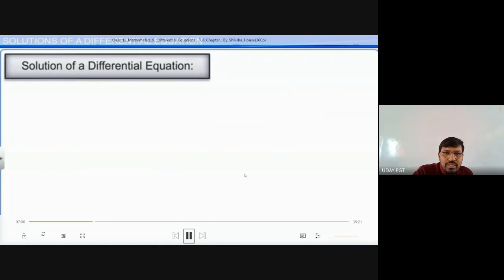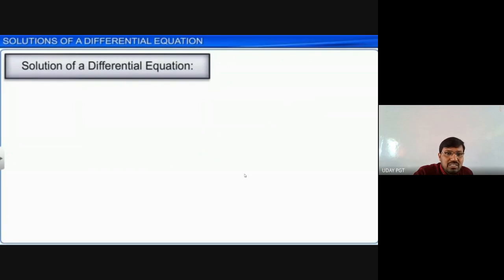So now we are going to learn how to find the solution of a differential equation. There are different methods to find the solutions of a differential equation. The first method we are going to have is the variable separable method. Before going to that, what is meant by a solution?